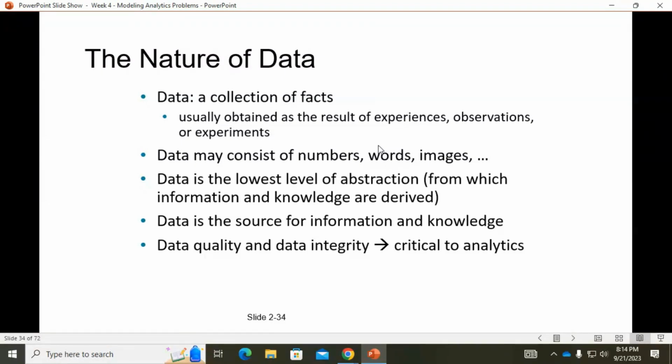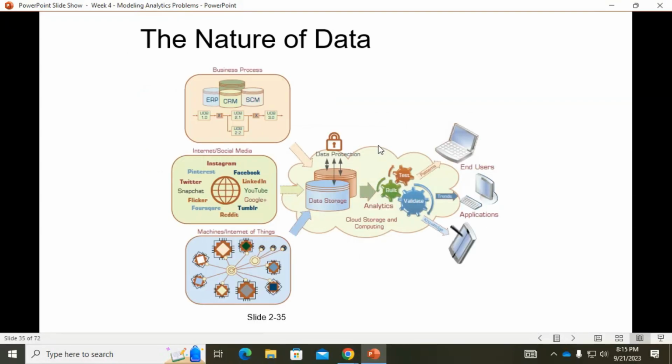So talk about different types. It can be numbers, words, images, audio, all different kinds of things. And then it's the lowest level of abstraction. So say one transaction, the fact that one soup can was sold to a particular customer in one day. We use it to generate information and knowledge. And of course, the quality and integrity of it are critical to analytics. So in that step where you're actually doing the data collection, that's where you want to make sure that your data is both reliable and clean, which you can do a whole course on data cleaning, honestly.